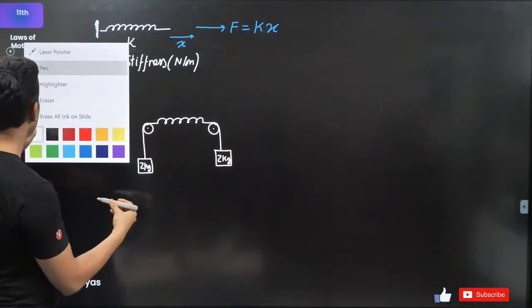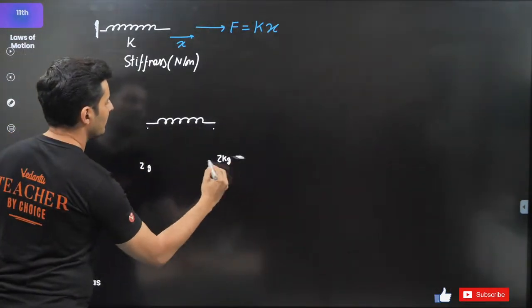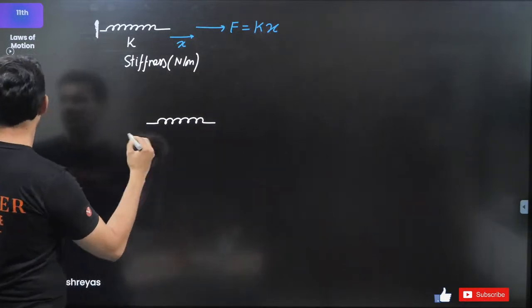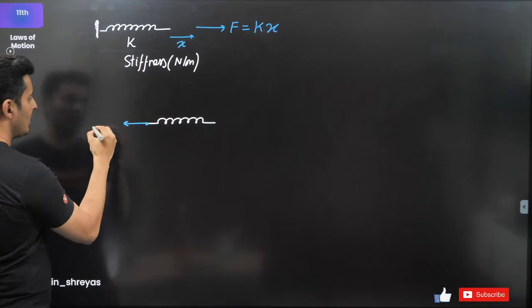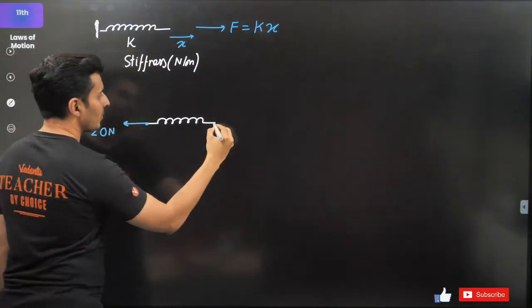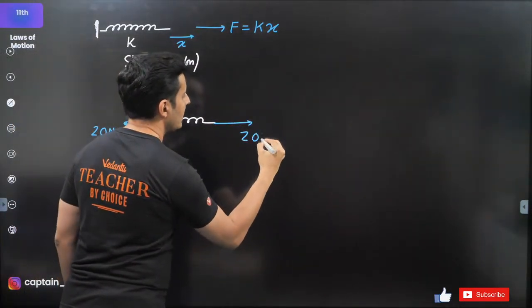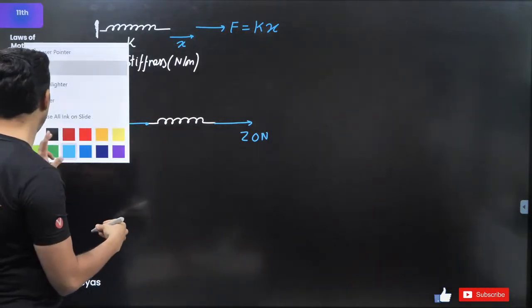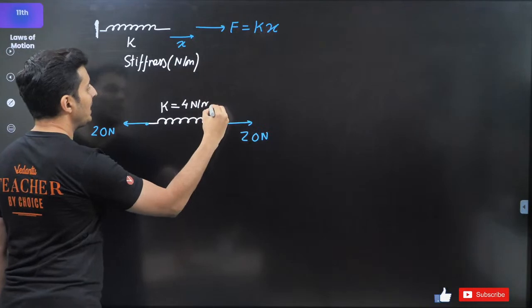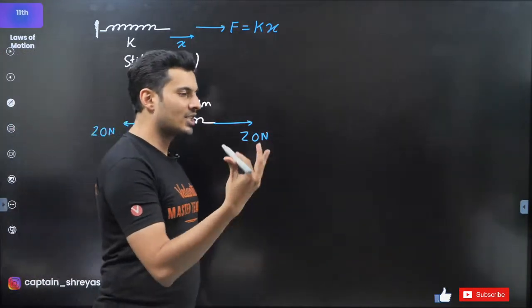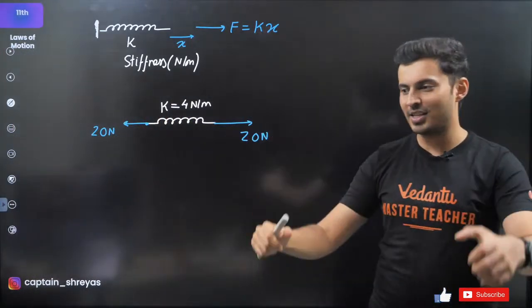Or basically, better, if you don't want these pulleys and all that, think of it this way, that there is a force of 20 Newton over here. There is also a force of 20 Newton over here. Let's say the spring constant is 4 Newton per meter. Now I ask you, what is the extension in the spring?